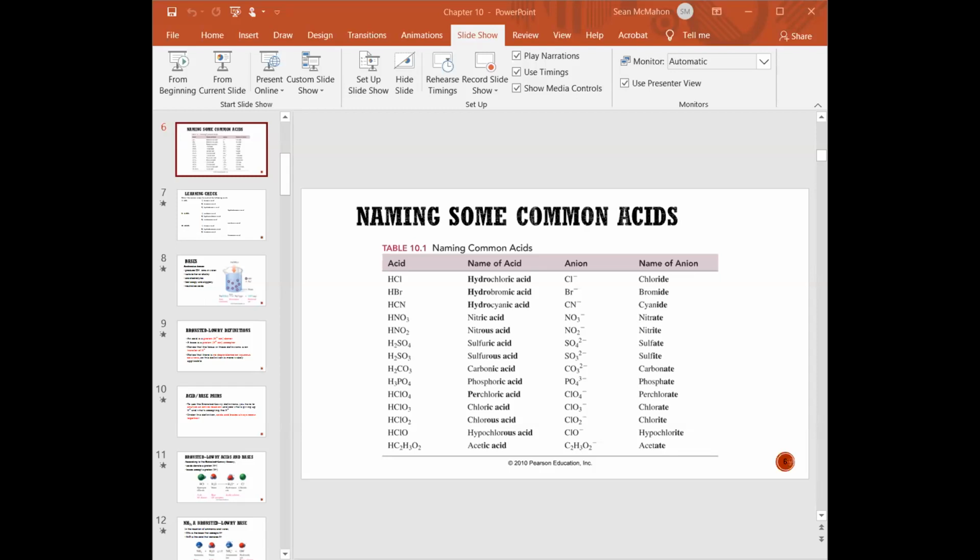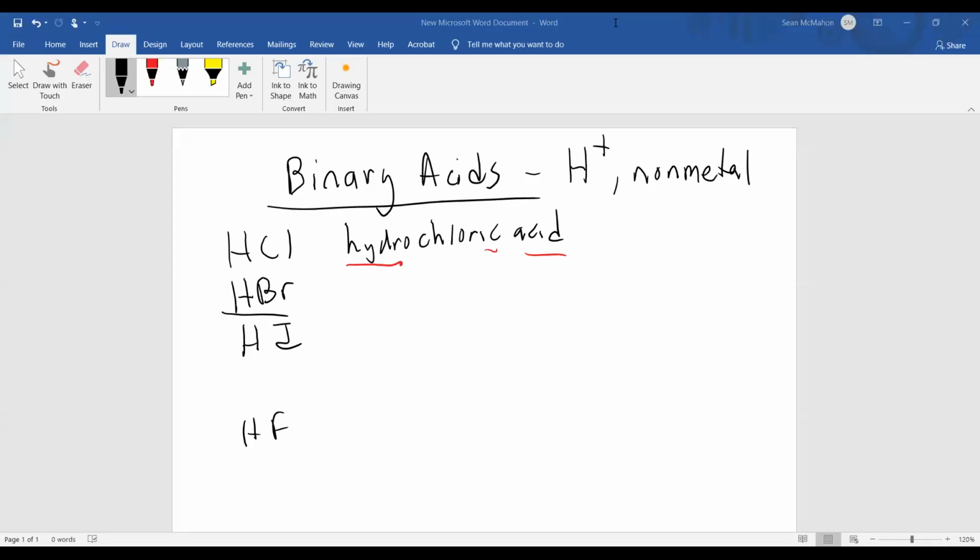I think your screen is frozen. Are you writing anything? I am writing. You guys don't see it? I don't see it, I only see the PowerPoint. Oh, really? Yeah, it's just showing the naming of some common acids, like you're not zoomed in on it. Okay, let me try that again. I'm sorry. Thank you for letting me know. I didn't even realize that. You're welcome. Can you see that now? Yes. Thank you for letting me know that. I'm sorry. You're okay.